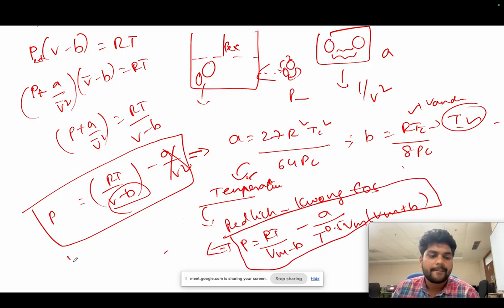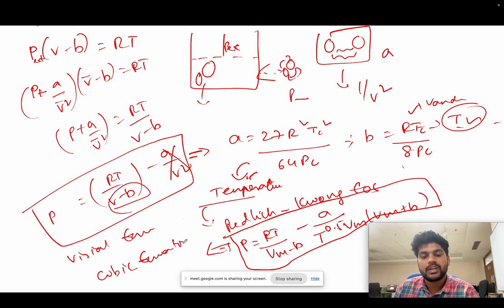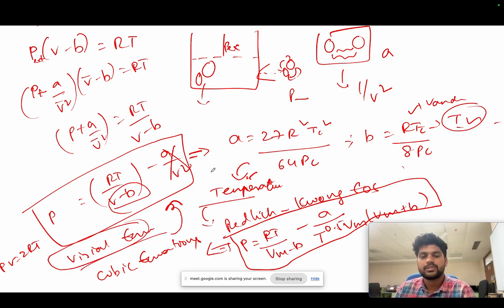So, the virial equations and the cubic equations. The virial equation is nothing but PV equal to ZRT. The cubic equation is where we have considered the effect of attraction and repulsion, all the properties. That's the difference. And from this formula you can estimate the volume.